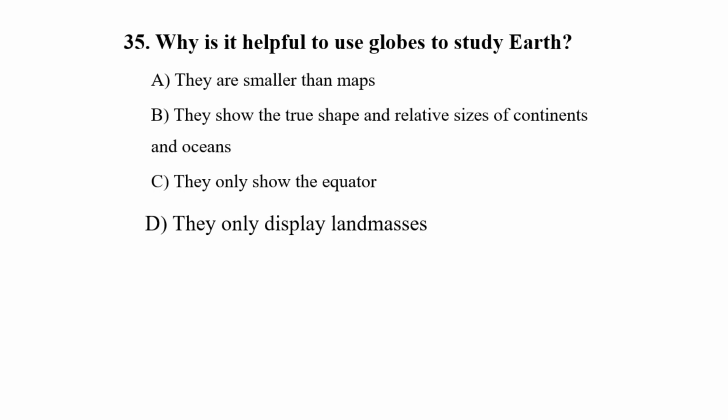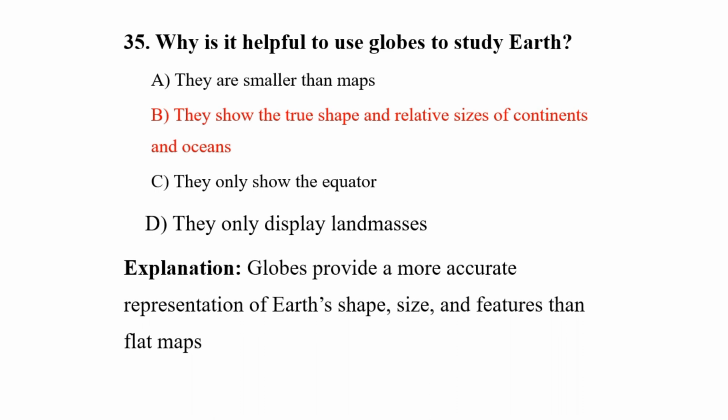Question number 35. Why is it helpful to use globes to study Earth? A. They are smaller than maps. B. They show the true shape and relative size of continents and oceans. C. They only show the equator. D. They only display land mass. The answer will be they show the true shape and relative sizes of continents and oceans. Globes provide a more accurate representation of Earth's shape, size and features than flat maps.